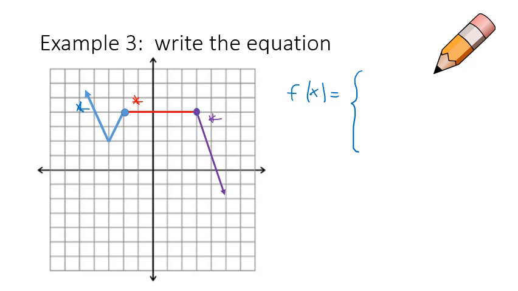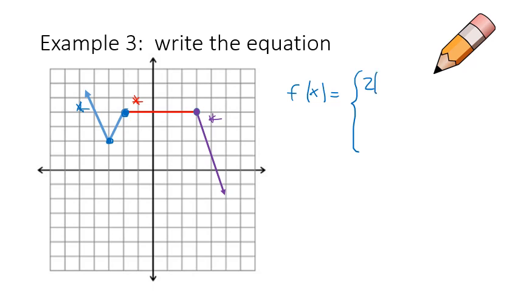Okay, this is my vertex. From this point to this other blue point, I'm going up. So I know my a value for the absolute value is not going to be negative. It's going to be positive. I'm going up 2, right 1. So we call it a slope. It's not technically a slope, but it kind of acts like a slope. It is going to be 2.